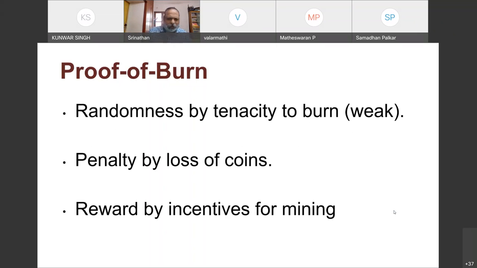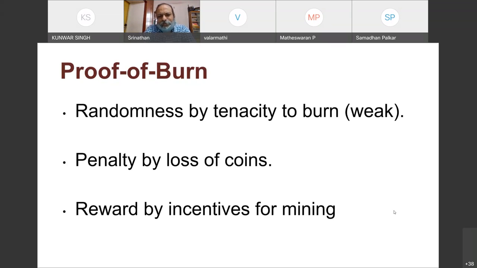In the proof of burn case, if you see deeply, the person who burnt more coins is going to get a chance, and the person who burnt more coins has to get that back immediately. Otherwise, to get a chance again, he has to burn even more coins in the next one, and therefore he wants to get rewards for it. Any rational behavior would say he will add to the longest chain, collect the reward, and then try again. Now, notice that randomness is weak here because rich people have a tendency to burn more coins, similarly to proof of stake.